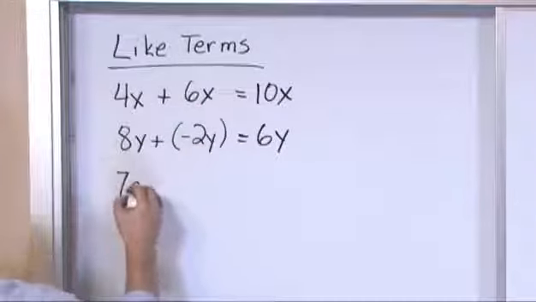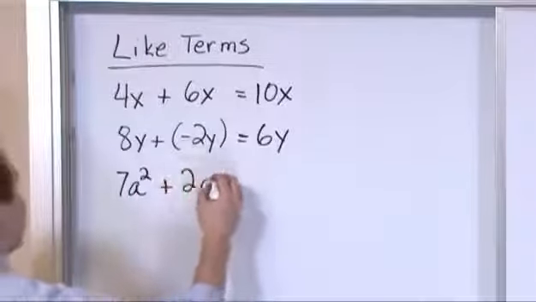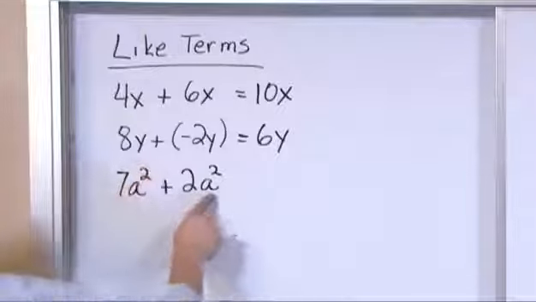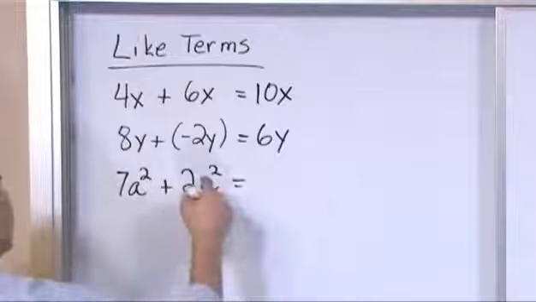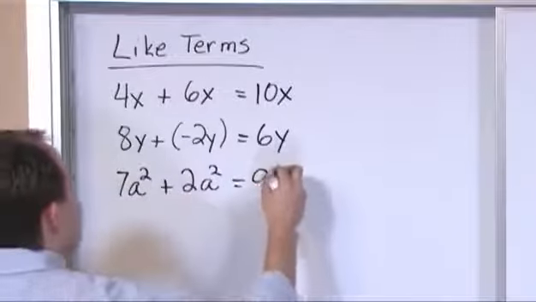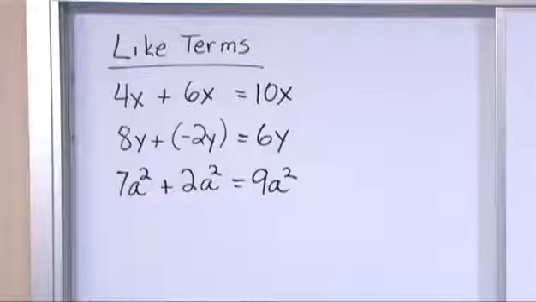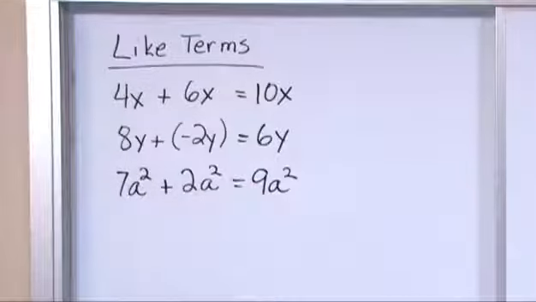But if I had 7a squared and I add to that 2a squared, here's the variable, it's squared, and over here I've got the same variable squared, so they're like terms. I can add 7 plus 2 and get 9a squared. As long as the variable looks exactly the same in both of my terms, I can collect them, add up the numbers, and carry along my variable.